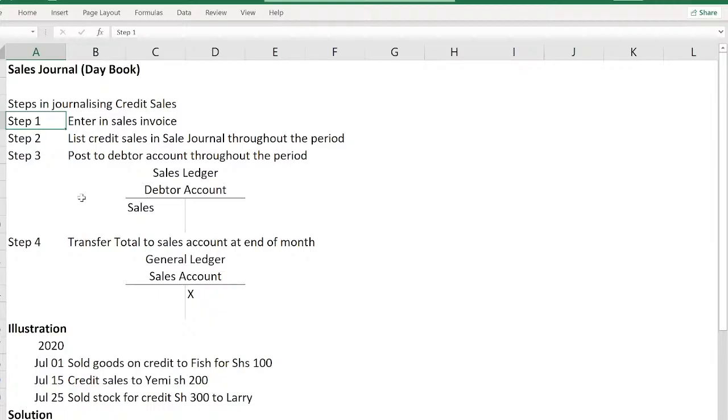Step 2, list the credit sales in the sales journal throughout the period. Then step 3, post to the debtor account throughout the period. So if it's the sales ledger or the debtor account, you debit the sales. Step 4, you transfer the total to the sales account at the end of the month. So in the general ledger, we are going to credit.